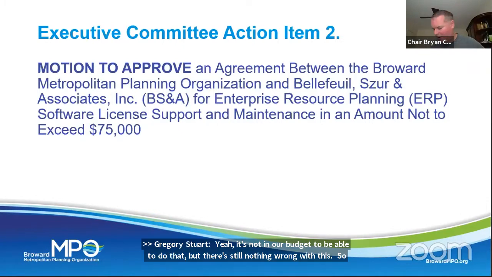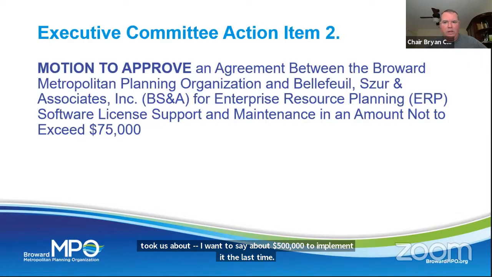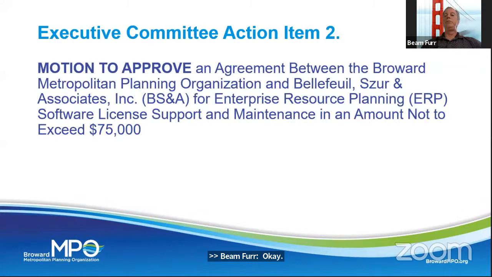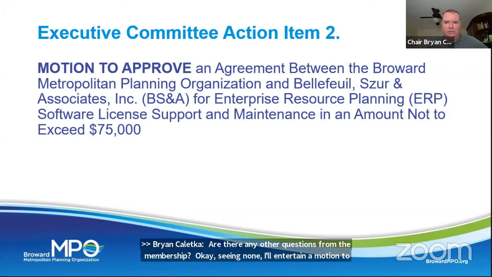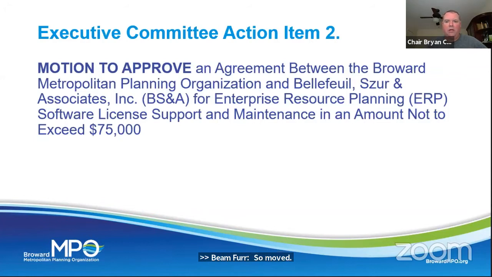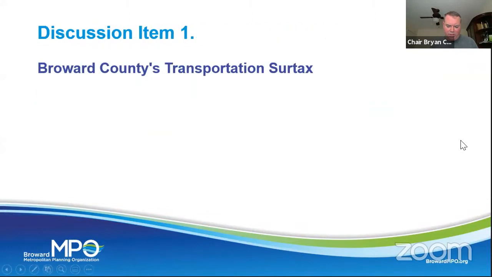Are there any other questions from the membership? Okay, seeing none, I'll entertain a motion to approve action item 2. So moved. Moved by Mr. Furr and seconded. Second, by Mr. Blattner. Let's try to approve this by unanimous consent. If you object to the approval of this item, please object at this time. Seeing none, action item 2 is approved. Thank you very much. We're moving on to discussion items.